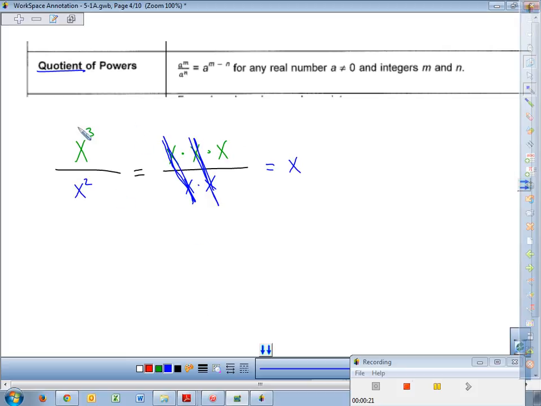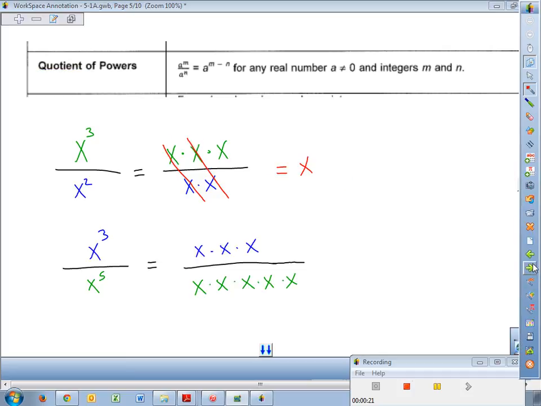And if you could see, it's kind of like, I used to play, and I still play, a little game called Where Are There More? Well, wasn't there 3 x's upstairs and 2 x's downstairs? Where were there more x's? Upstairs in your fraction. And how many more were there?